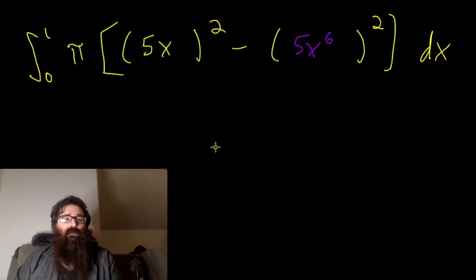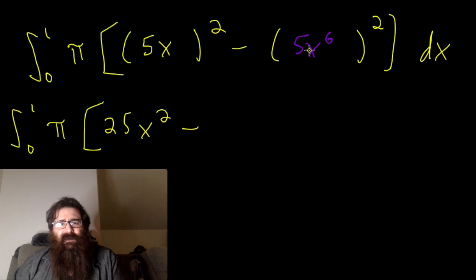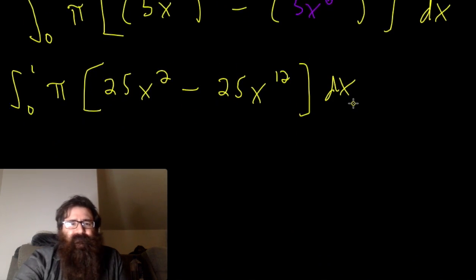Once I have this set up, it really just becomes calculus from there. I want to expand this out though, so we'd say the integral from 0 to 1, pi in front. 5x, if I square it, 5x times 5x is 25x squared, minus 5x to the 6 times 5x to the 6 is 25x to the 12th. Here we're re-raising, so we multiply those exponents, dx.